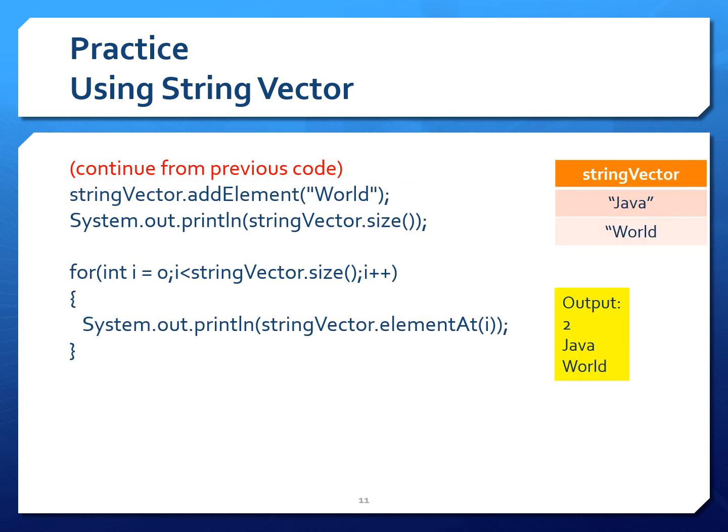Continue this practice from the previous code. This code will append the string world to the vector. So the size of the vector will be increased to 2. And when we use a loop to print the content in the vector, the 2 string elements will be printed. Pause this video and continue the practice.